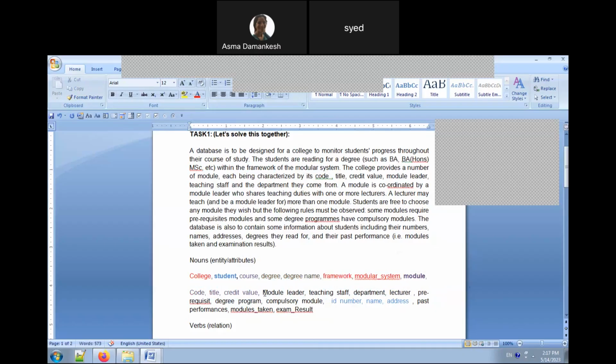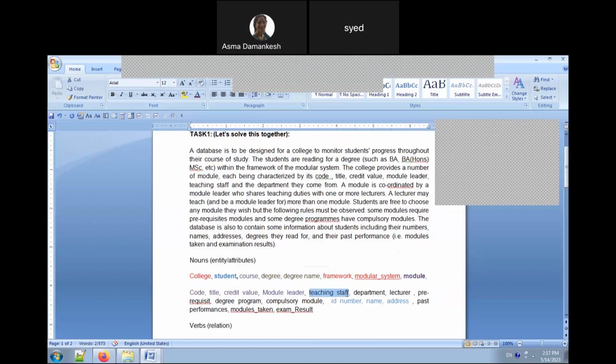Module, we have module leader. Okay. Now here is the question. Who is a module leader? Should I put module leader as part of a module, or is module leader, as described here, one of the teaching staff? No? I think you should put module leader as part of module. Okay, let's put that there and then we'll come back to that. Module leader as part of the module.